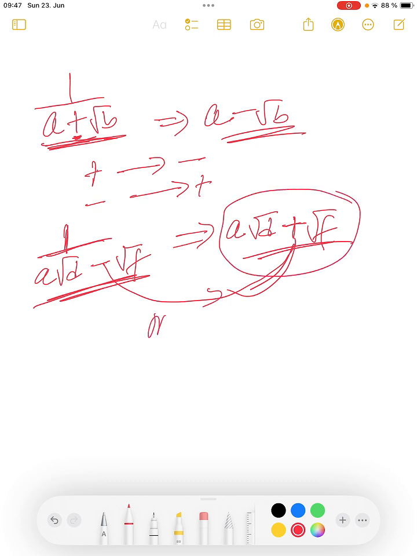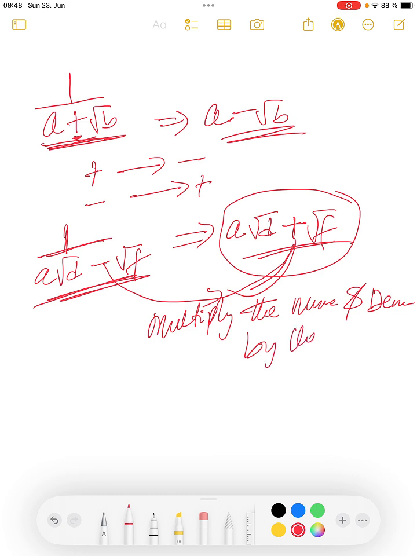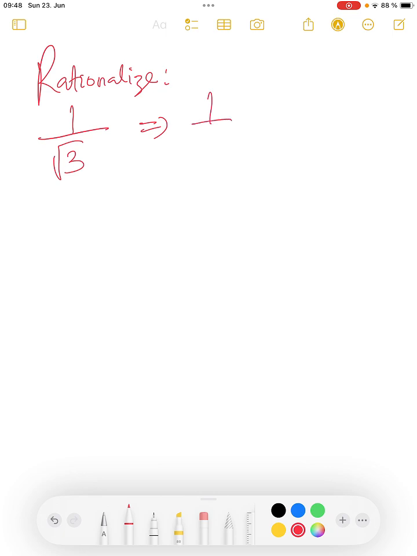So when you get the conjugate, you now multiply the numerator and the denominator by the conjugate. By so doing, you will remove the irrational part. Let's take an example for both cases. 1 over root 3. This is the same thing as saying 1 over root 3 times, remember, root 3 over root 3. And this is the same thing as root 3 over 3, because root 3 times root 3 is root 9, and the root of 9 is 3.